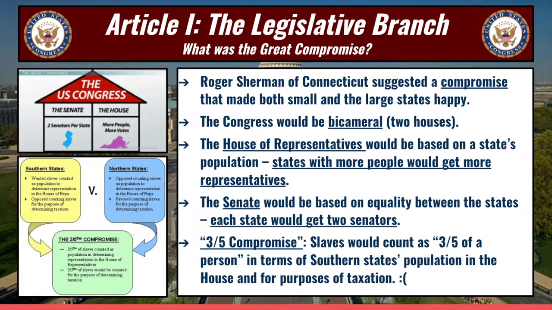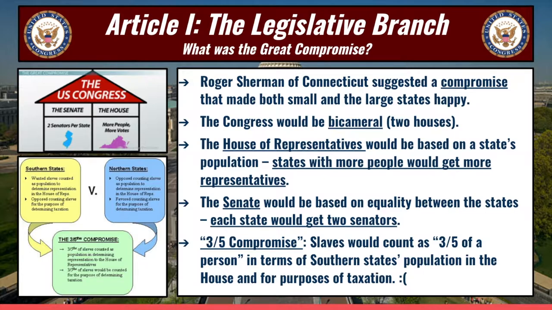And so this compromise is what made it possible for the Constitution to be approved, even though it is incredibly awkward to discuss. And it's ugly. Let's just be honest about it. This is ugly. It was decided that slaves were going to count as three-fifths of a person, and I put that in quotes, in terms of southern states' population in the House or for purposes of taxation.